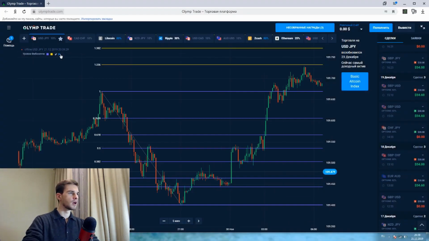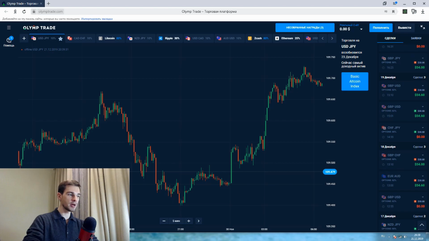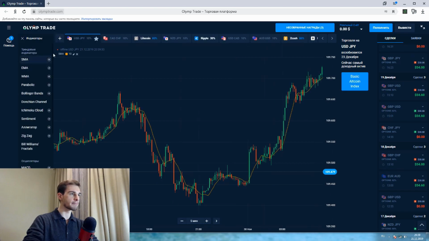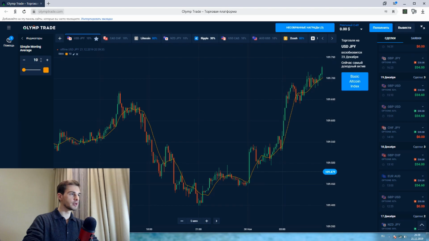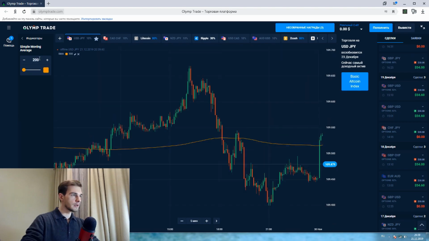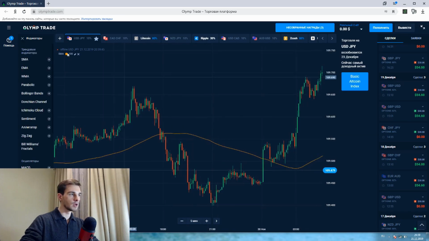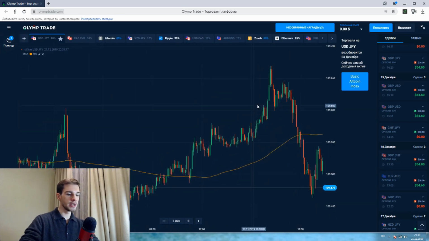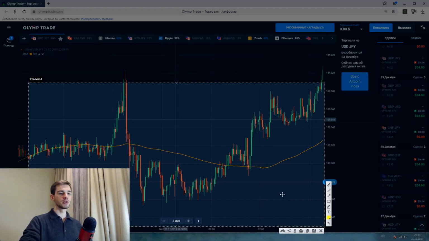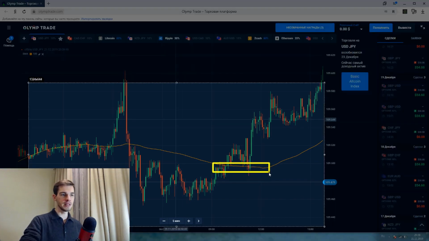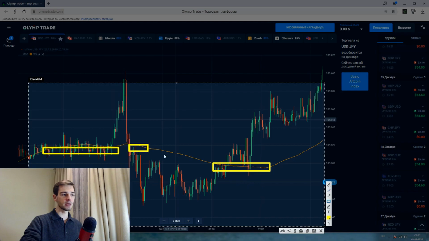Everyone uses these levels. Now let's consider, for example, the MA line. This is also a kind of level for us. Let's take a period of 100, just like that. And we will see that the price also reacts to this MA line. Why? Because there are people in the market who use MA lines. Therefore, they take some actions when the price approaches this line.